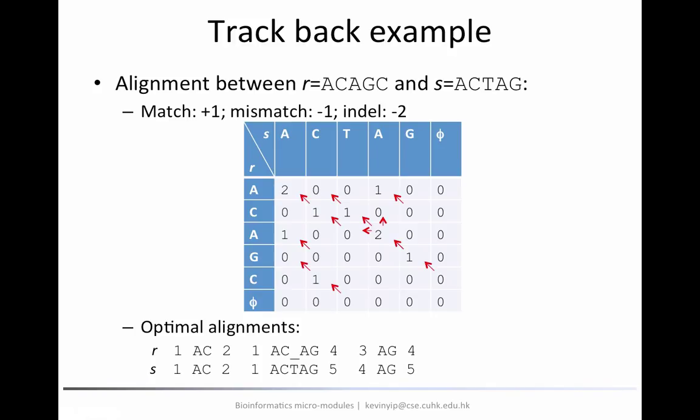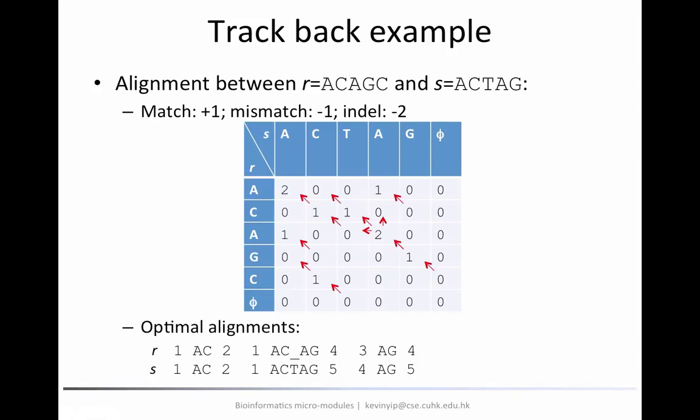Now, if we want to trace back, let's say we start with the one on the upper left corner. We go there, and then follow the red arrows backward. In this case, it's very simple. It's only diagonal path. So we go 2 steps all the way to the cell with a 0. Since we reach a 0 here, we can stop and output an alignment. That is exactly the first alignment we show at the bottom, which is aligning AC at position 1 and 2 of R with the AC position 1 and 2 of S.